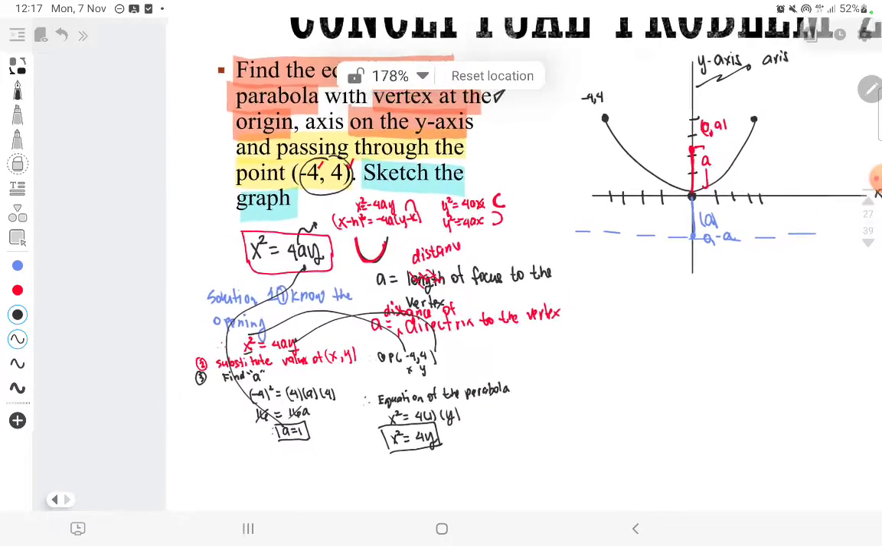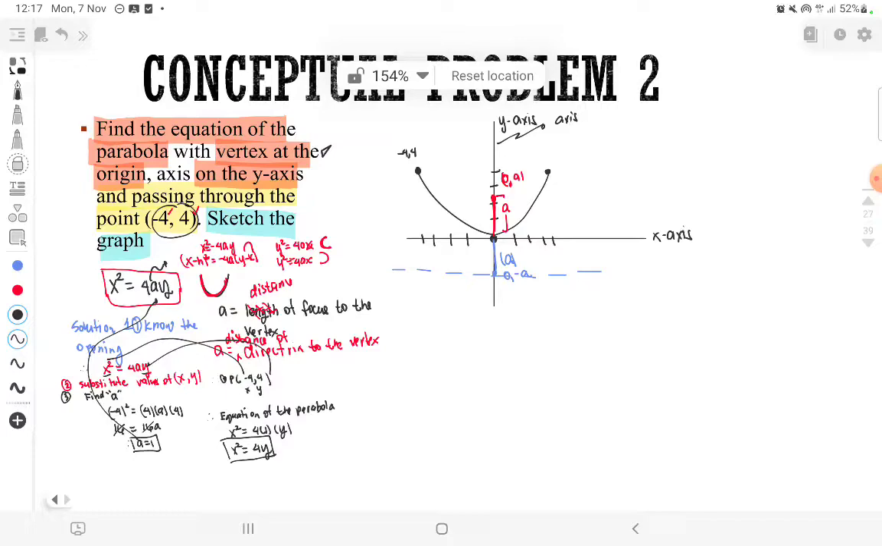Next, another solution to find a is, let's say, solution 2.